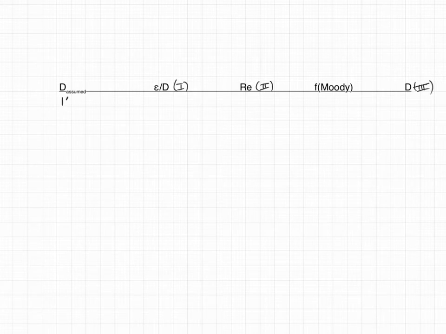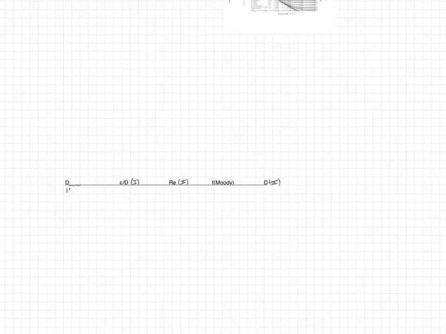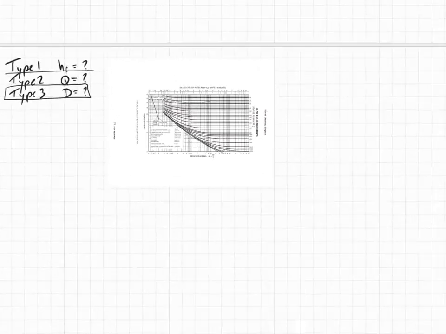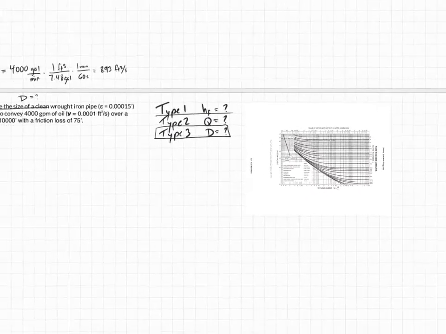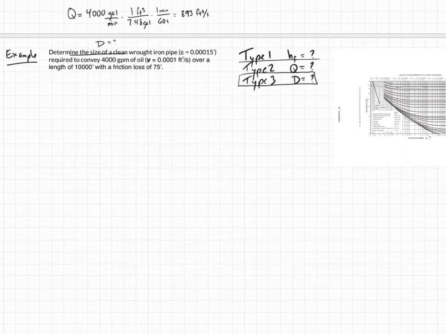Now, why is this one more difficult? I'm going to show you why it's more difficult by zooming in on this Moody diagram up here and noting what we have and what we don't have. So we have epsilon, check. We've got Q.